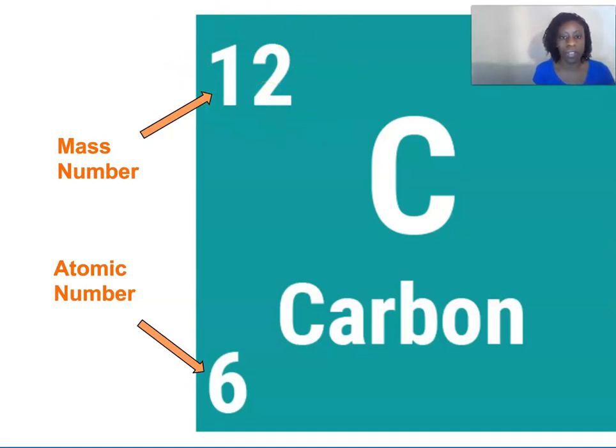So how do we figure out the neutrons from there? If we know that carbon has 6 protons, and we know the mass number, the number of protons and neutrons, is 12, then we just do 12 minus 6 to get the number of neutrons, which is 6. So now we know that carbon has 6 protons, 6 electrons, and 6 neutrons.